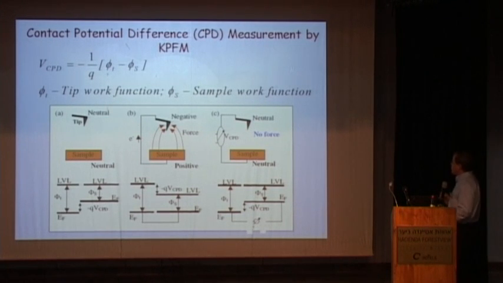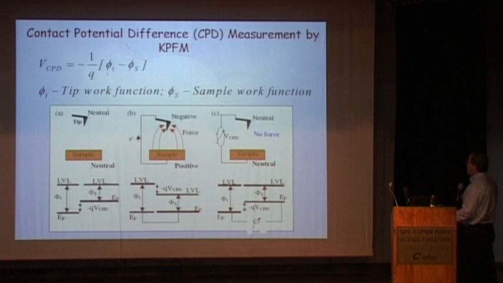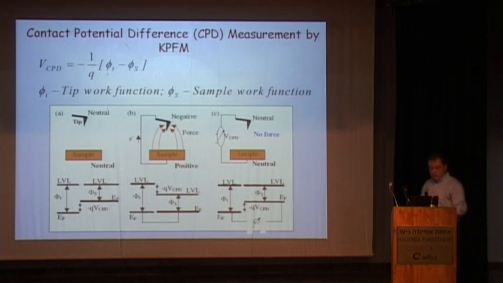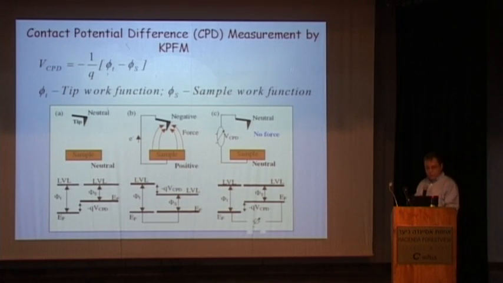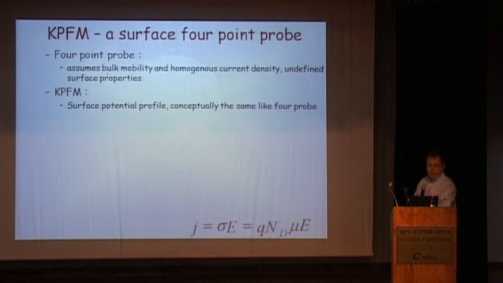The resolution of this technique is on the order of 10 or 20 nanometers because the electrostatic forces that develop between the tip and the sample are long range. So the resolution is not so good, but this is a very quantitative technique and gives you an absolute value of the work function difference. And if you calibrate your tip and the work function of the tip is known, you can get very nice results, as you will see in a second.